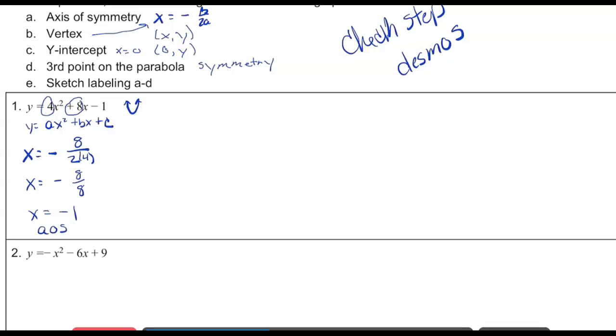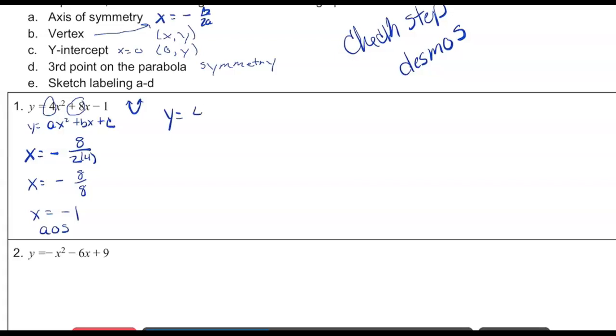I'm now going to use this information to find my vertex. So the vertex has the x value of the axis of symmetry because that's what's cutting it in half. So I'm going to go ahead and just plug that back into my other equation. So I have y equals 4 x squared, so negative 1 squared, plus 8 times negative 1 minus 1. So we're evaluating. We're taking that negative 1 and substituting it in for x, and now we're going to solve for y.